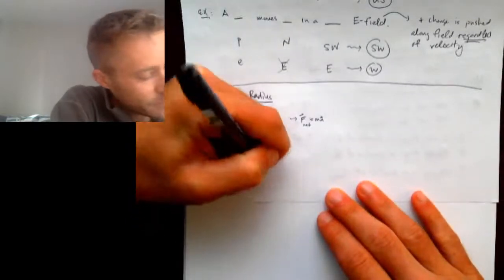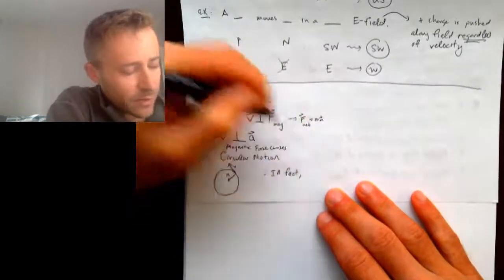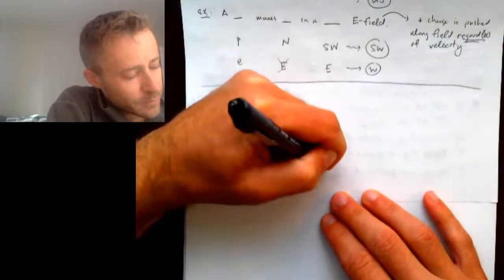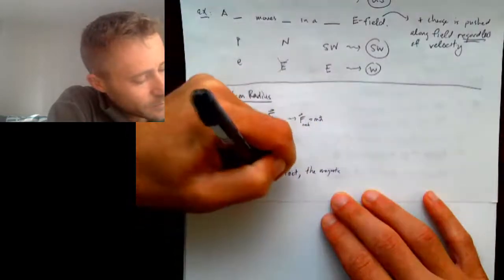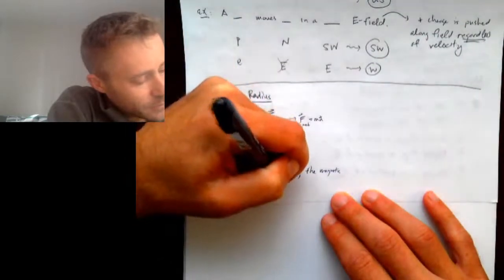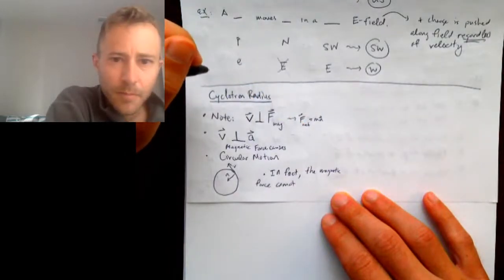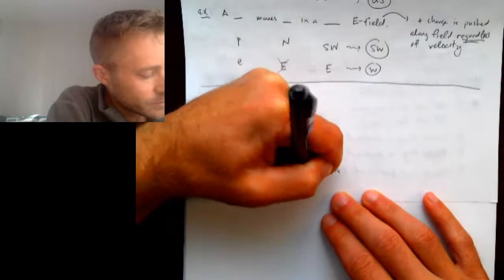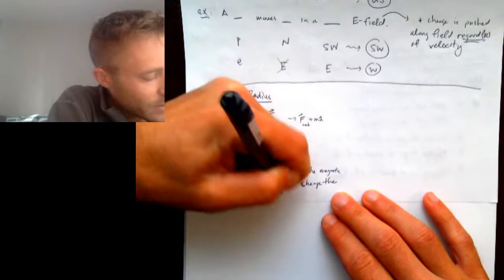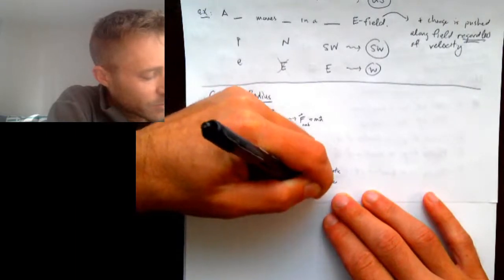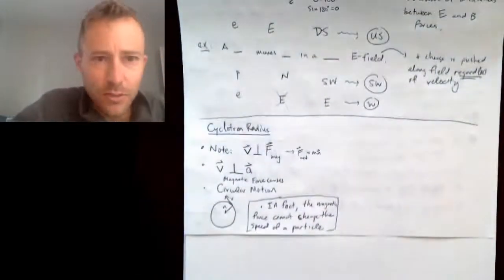In fact, and this is a really important point, the magnetic force cannot change the speed of a particle. This is an important point. Okay, so I'm going to put it in a box. The magnetic force cannot change the speed of a particle.